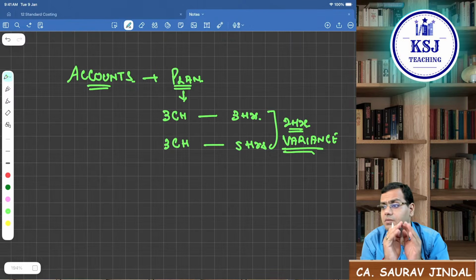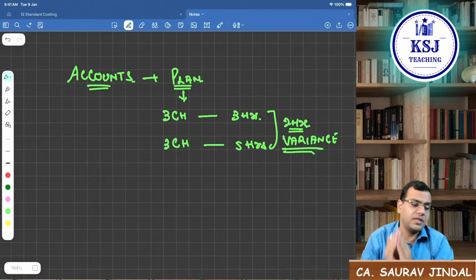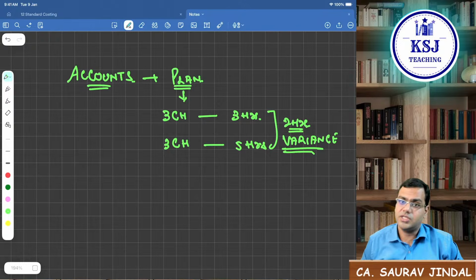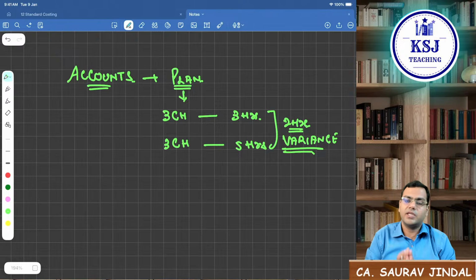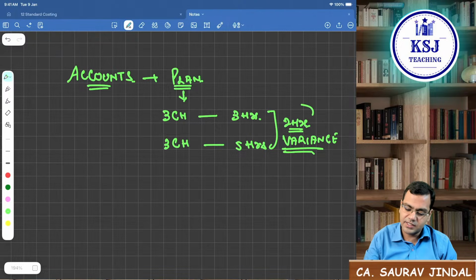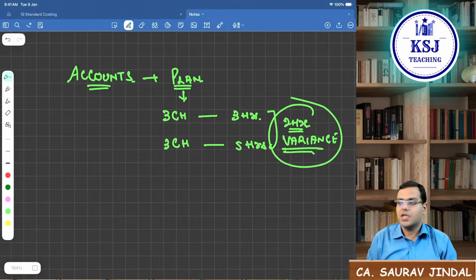Clear? This is the purpose of studying this chapter, which we call standard costing: what you planned, what actually happened, and what the difference is between the planning and what actually happened. That is what we call variance analysis. This 2 hours is the variance here, right?